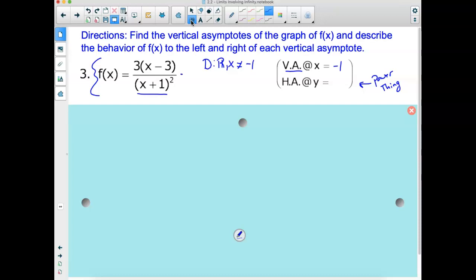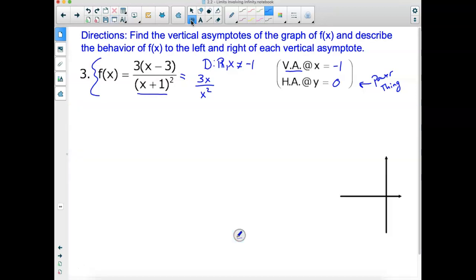Well, I got to look at this thing, and I can see my largest in the numerator is going to be 3x. My largest in the denominator is going to be x squared because I got to square that out. The bottom is actually x squared plus 2x plus 1. And when it's big in the bottom, y equals 0 is the horizontal asymptote. Big in the bottom, y equals 0. Okay? So now we're going to use this information to describe our asymptotes.